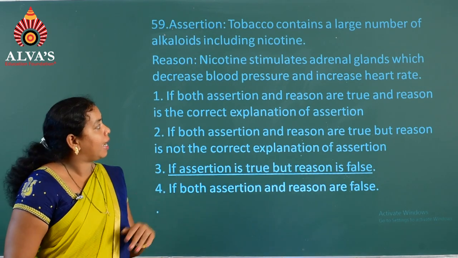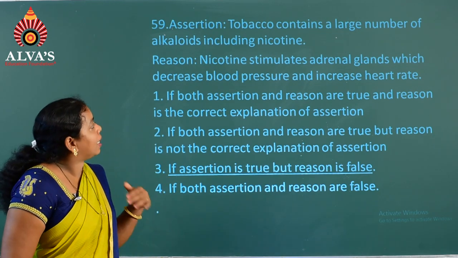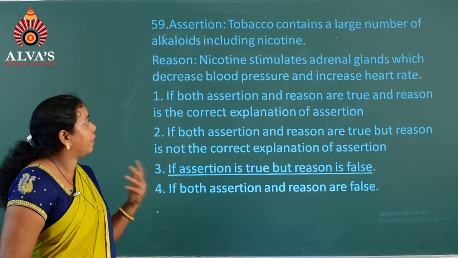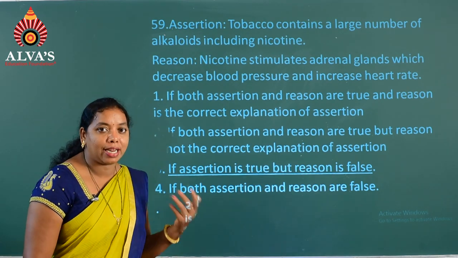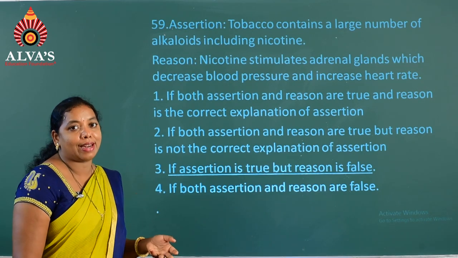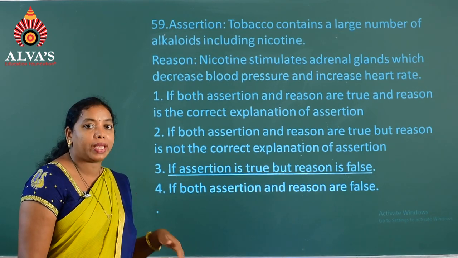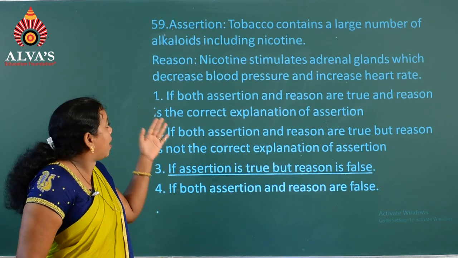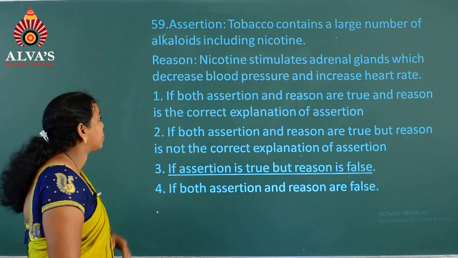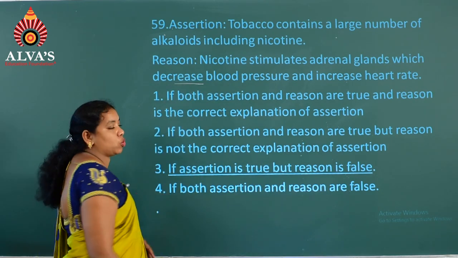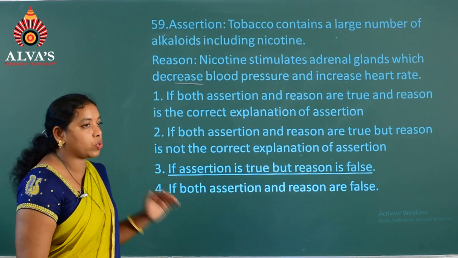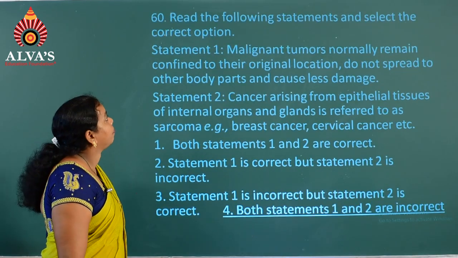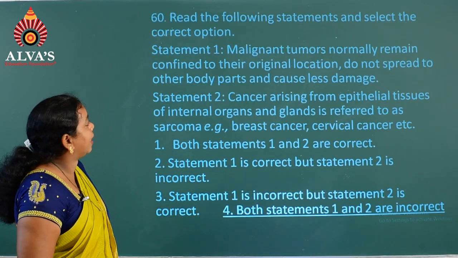We can see that the assertion is tobacco contains a large number of alkaloids including nicotine. Yes, the assertion is true. Regarding the reason, nicotine stimulates the adrenal gland to release adrenaline, the emergency hormone, which increases the blood pressure and also increases the heart rate. That is why the reason is wrong. They have said here that the blood pressure gets decreased, but blood pressure gets increased. So the assertion is true, but the reason is false. Option 3. Question number 60. Read the following statement and select the correct option.